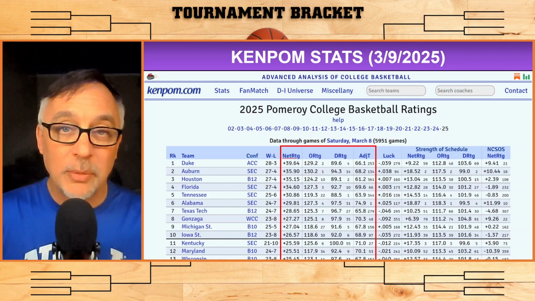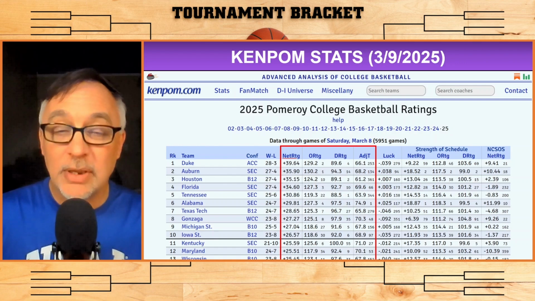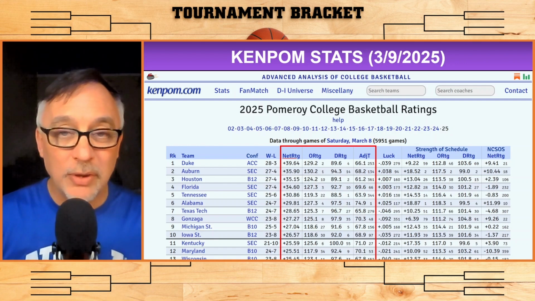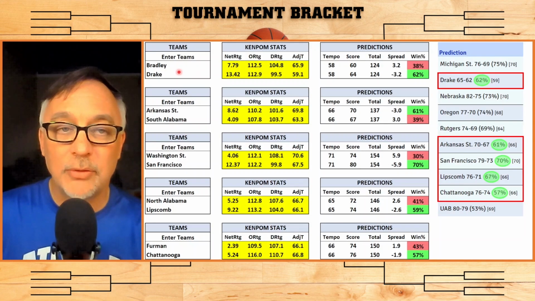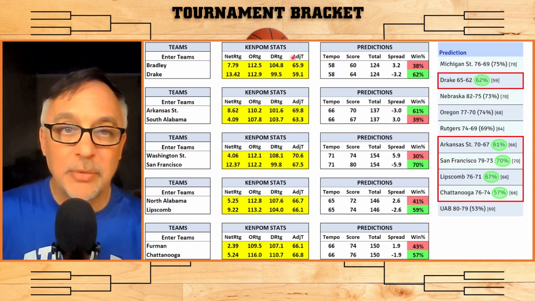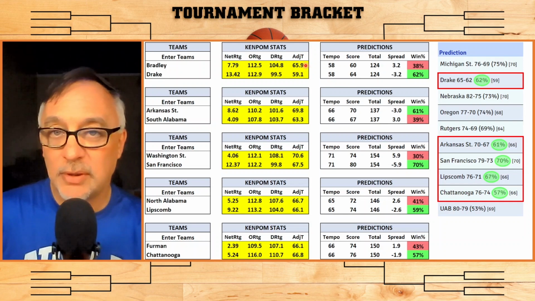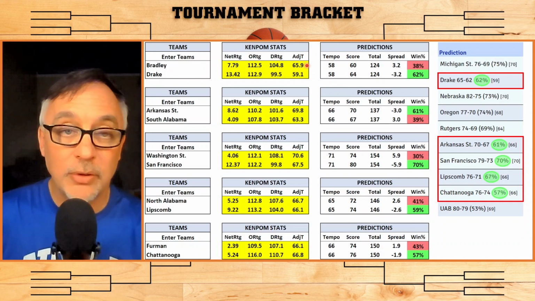I'm going to show you how to create the formula using an Excel spreadsheet or even a Google Sheet. But before I do that, let's look at the actual predictions it made for Sunday, March 9th. The first game here is Bradley versus Drake. Now, what we have here are the KenPom stats right here in the middle. This is based on the KenPom stats as of March 9th, 2025.